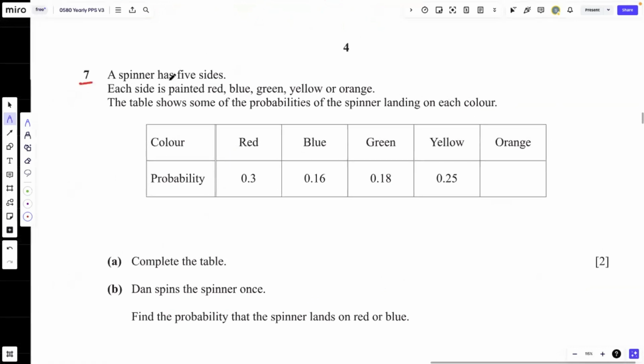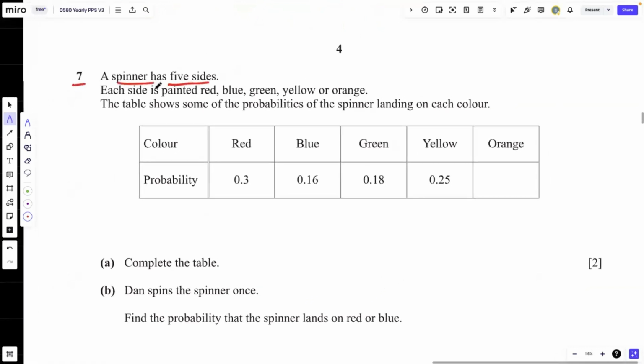Okay, so the next question. A spinner has 5 sides. We have a spinner with 5 sides. Each side is painted with a color here: red, blue, green, yellow, and orange. And we have the relevant probabilities of the spinner landing on each color. So we have 4 of the colors' probabilities given, but we are not given the probability for orange. We are supposed to complete the table.